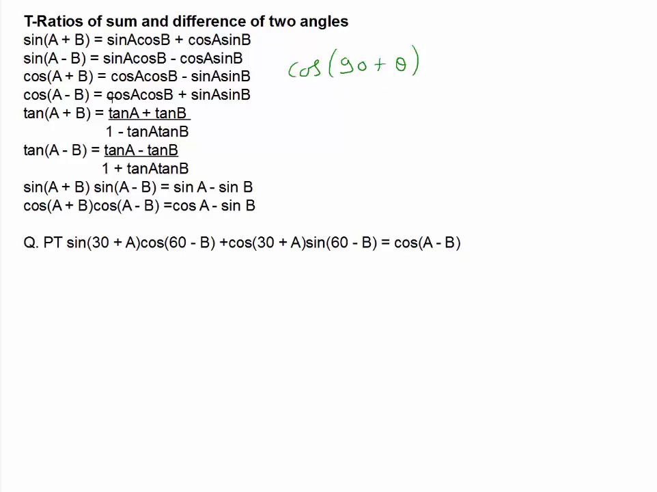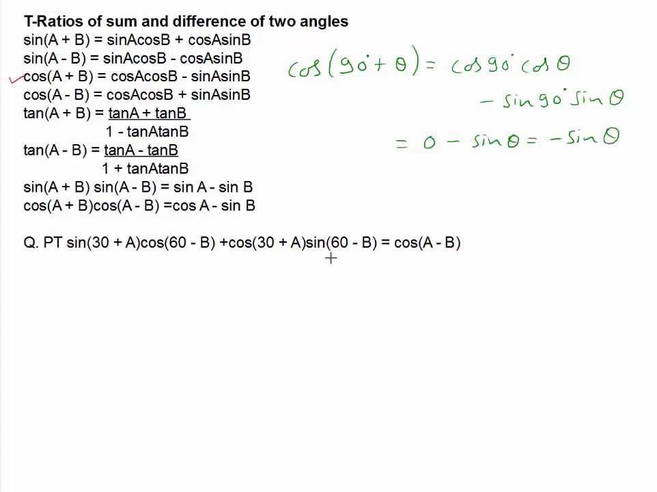So for cos of a plus b, we will try and use this formula. Cos of 90 plus theta would be equal to cos a, that is cos 90 degrees, into cos b, which is cos theta, minus sine 90 into sine theta. Now we know cos 90 is 0, so 0 into cos theta would be 0. So that would be equal to 0 minus sine 90, which is 1, so 1 into sine theta, that is sine theta. So this would be equal to minus sine theta, which is the case we already know.